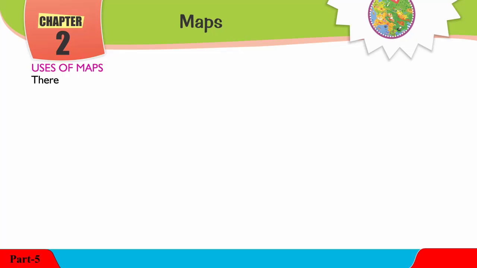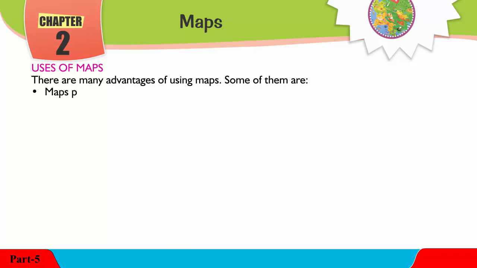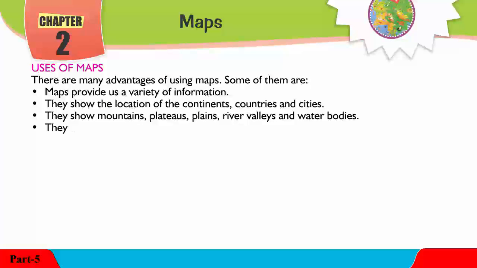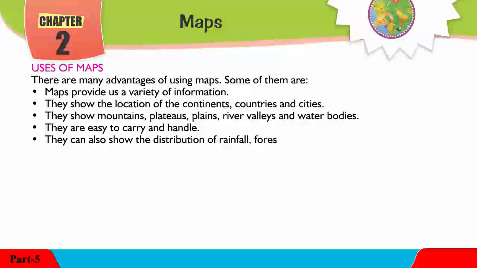Uses of maps. There are many advantages of using maps. Some of them are: maps provide us a variety of information. They show the location of the continents, countries, and cities. They show mountains, plateaus, plains, river valleys, and water bodies. They are easy to carry and handle. They can also show the distribution of rainfall, forests, crops, grasslands, minerals, etc.